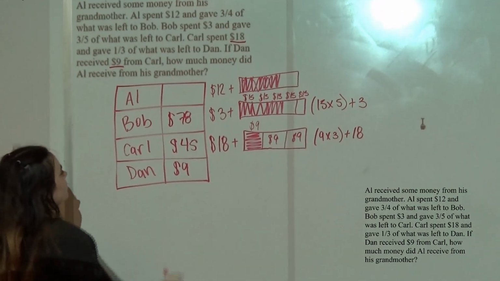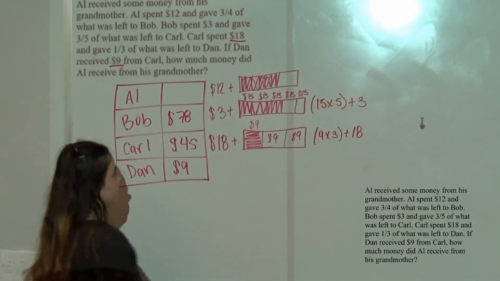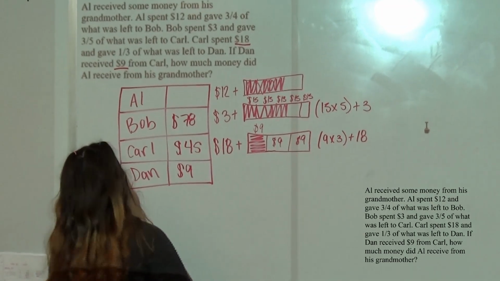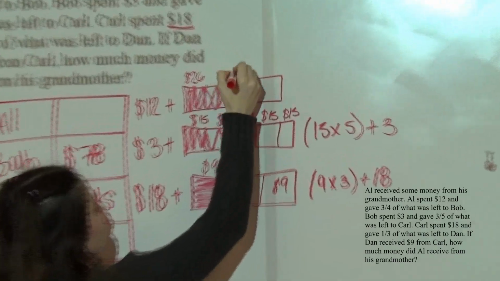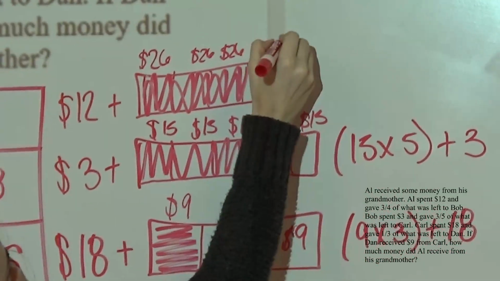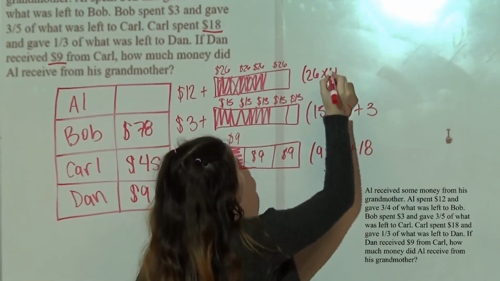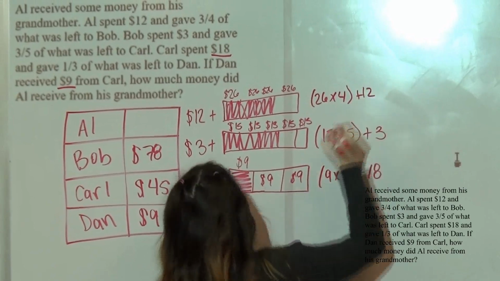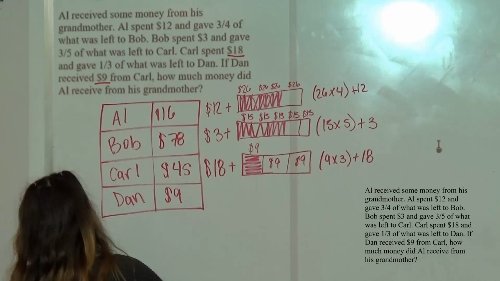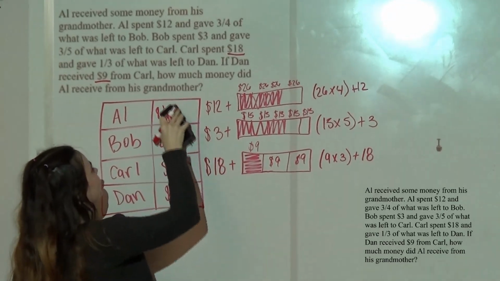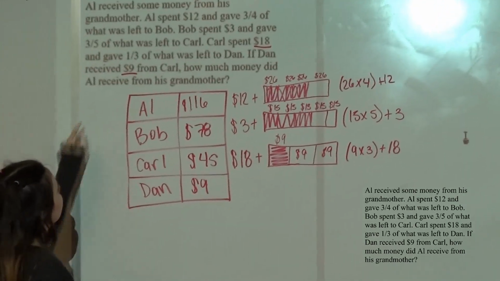Okay. So we're saying that the 78 is equal to the 3/4 that he gave. So 78 divided by 3 to figure out how many is in each box is 26. So each box is equivalent to $26. And then to figure out how much he had altogether, we're going to do the same thing. So 26 times 4 plus the $12 that he spent gives you $116. So to answer the question, how much money did Al receive from his grandparents? $116.